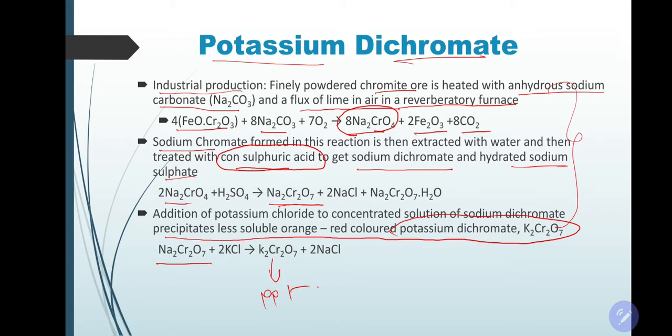First one, you have to basically heat it with anhydrous sodium carbonate. The sodium chromate obtained has to be treated with sulfuric acid to get sodium dichromate. The sodium dichromate is treated with KCl to give what? Potassium dichromate.